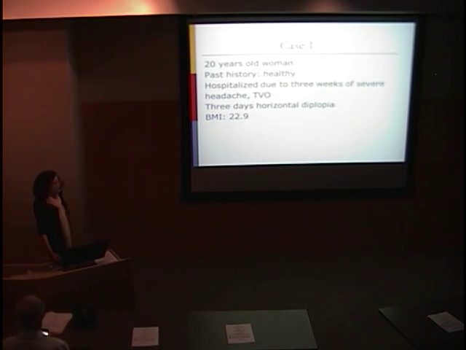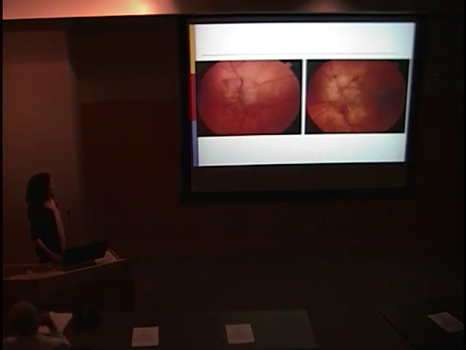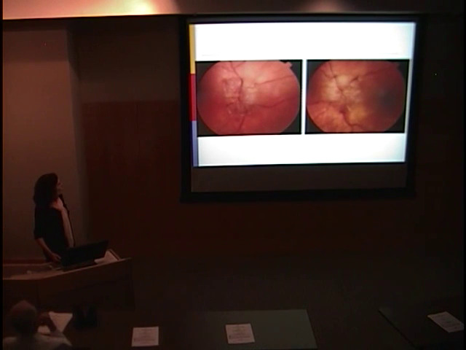I like to start with a case, an unusual one. A 20-year-old woman, past history, she is healthy. She was hospitalized due to 3 weeks of severe headache and transient visual obscuration. For the last 3 days, she also had horizontal diplopia. When we examined her, visual acuity was quite good. There was left sixth nerve paresis, pupils were equal, and there was bilateral swollen disc. This is her disc. We can see both optic discs swollen, with hemorrhage.